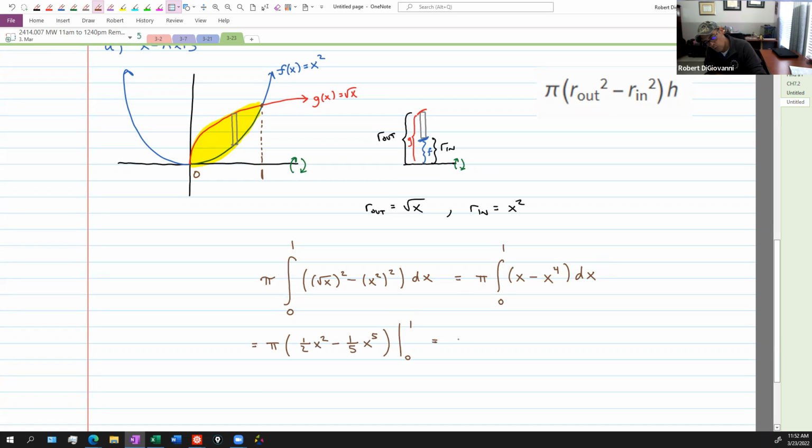When I plug in 1, I just get 1/2 minus 1/5. And when I plug in 0, I get 0. Kills everything off. So this should be 3 pi over 10. All I did there was get a common denominator between these two, right? That gives you 3/10 when you put those two together. And then I hit it with the pi, you get 3 pi over 10.